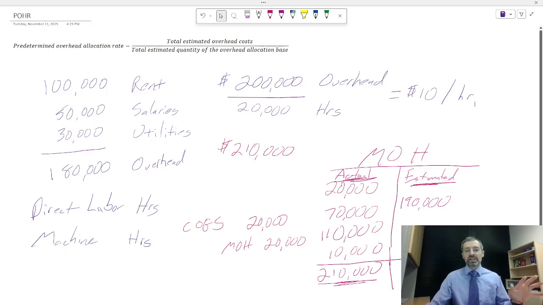So congratulations, you have now followed the entire flow of costs in a job order costing system, from raw materials all the way to finished goods to clearing out the manufacturing overhead account.